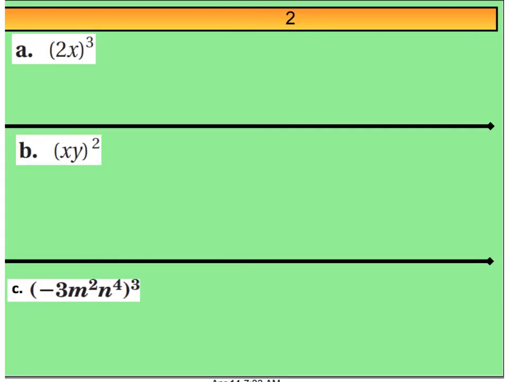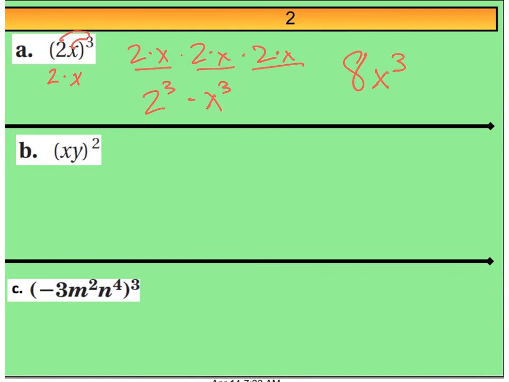Okay, here we go. Let's do these, and we're going to separate these. So this is 2 times x, but we need it to the 3rd power. So we're going to do 2 times x, there's 1. 2 times x, there's 2. 2 times x, there's 3. So it's like doing 2 to the power of 3 times x to the power of 3. We kind of take each one and do it. 2 to the power of 3 gives us 8. And then x to the power of 3.